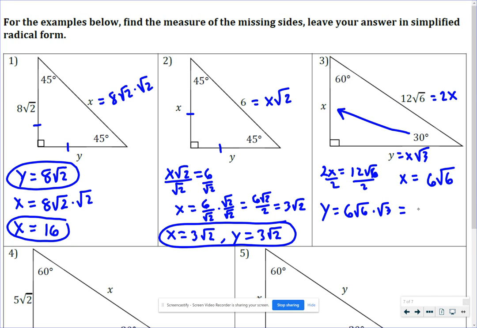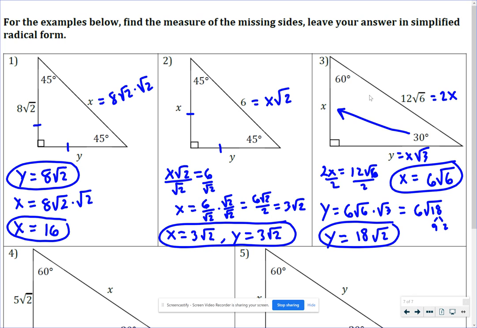Square root of 6 times the square root of 3 is the square root of 18. Because 18 is 9 times 2, I can bring the 9 out as a 3. 3 times 6 is 18. 2 stays underneath, so we have 18 times the square root of 2 for the length of the long leg. So y equals 18 square root of 2, x equals 6 square root of 6, and we're done.